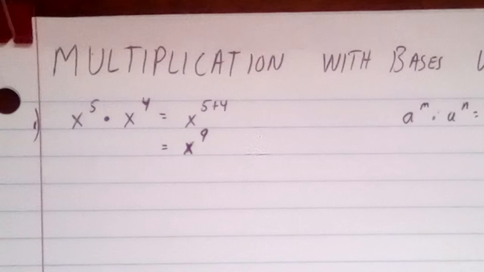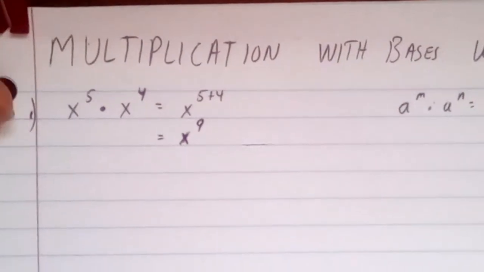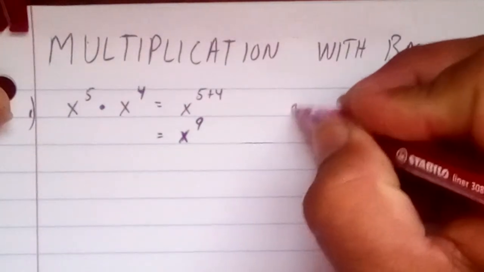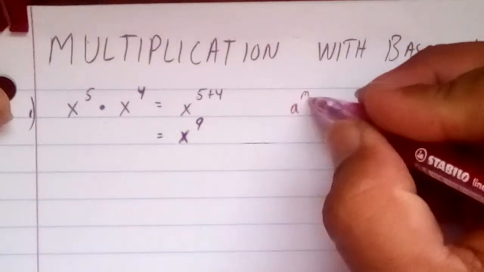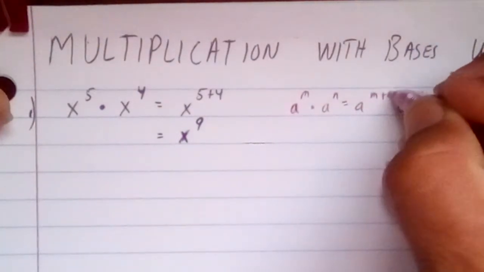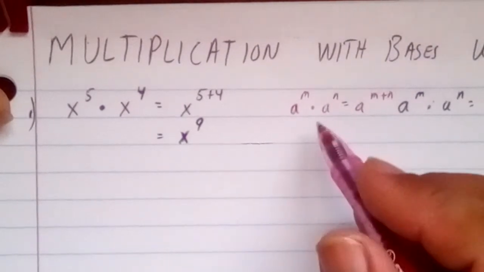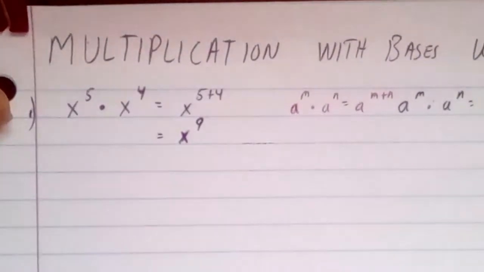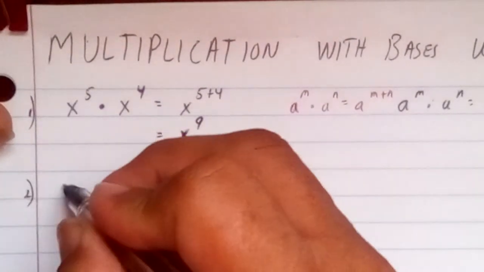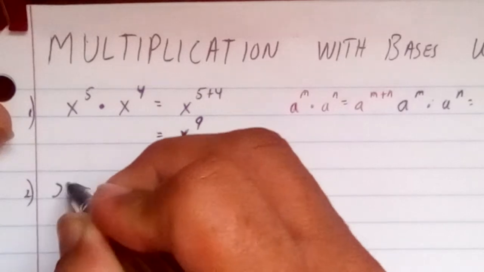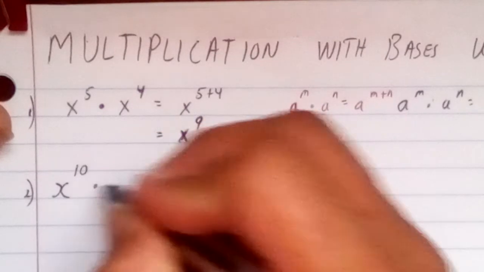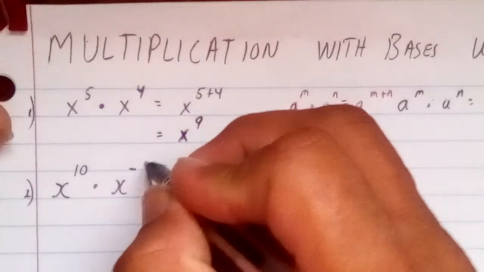Okay, so it is good practice for us to keep the rule on the side. In this case, the rule was a base to a power times that base to a different power. We keep the base and simply add the powers. I'm going to keep the rule on the side with a different color pen so that you can differentiate it. Now let's go with a different one. Another one will be x to the 10th power times x to the negative 6th power.